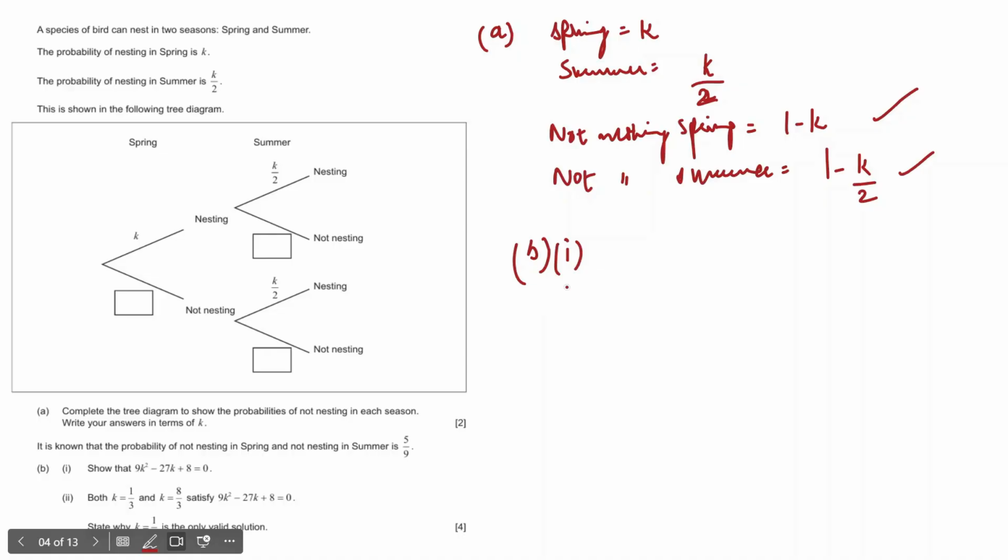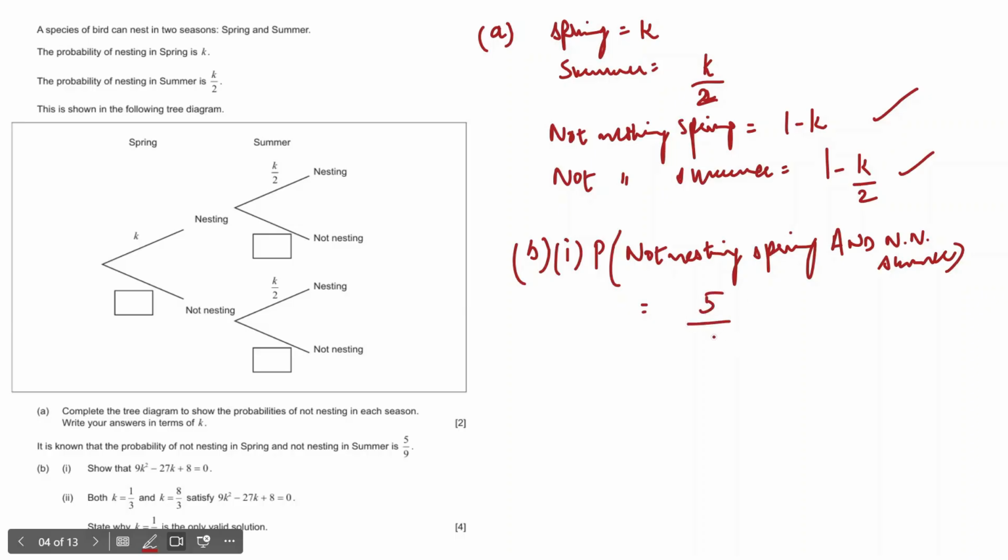We have that the probability of not nesting in spring and not nesting in summer is 5 over 9. So I'm just writing it in short form: not nesting in spring and not nesting in summer is equal to 5 over 9. Now we can substitute the values over here. What is the probability of not nesting in spring? It's 1 minus K multiplied by 1 minus K over 2, and this will be equal to 5 over 9.